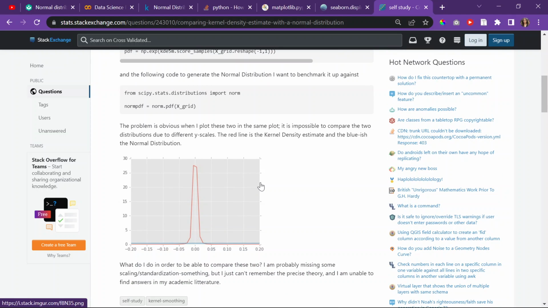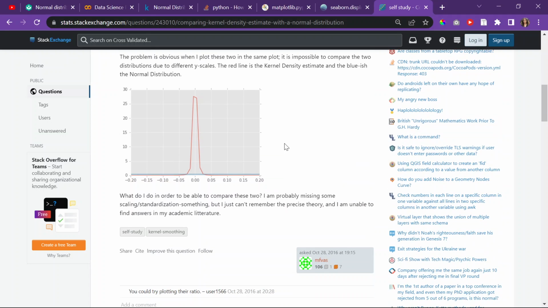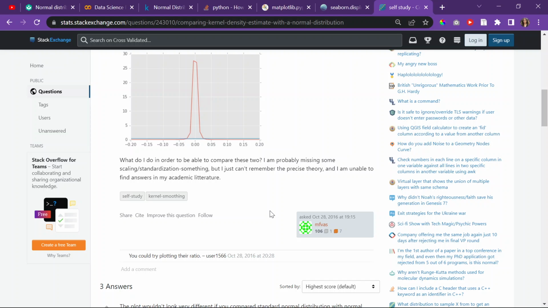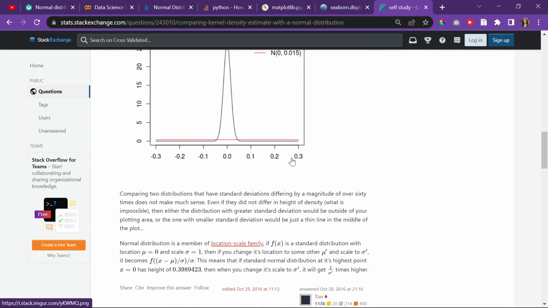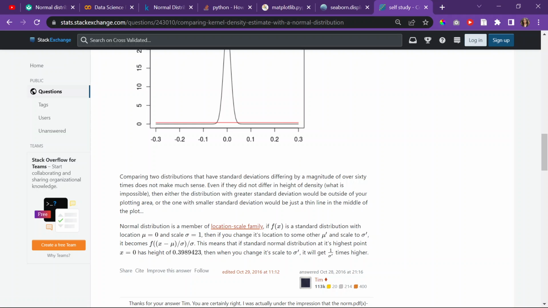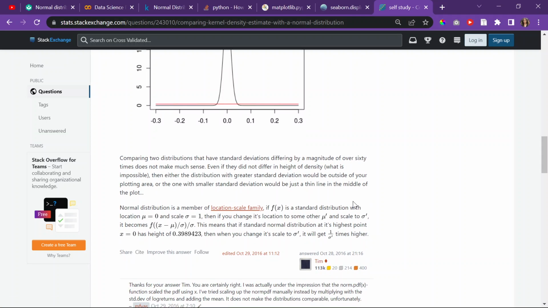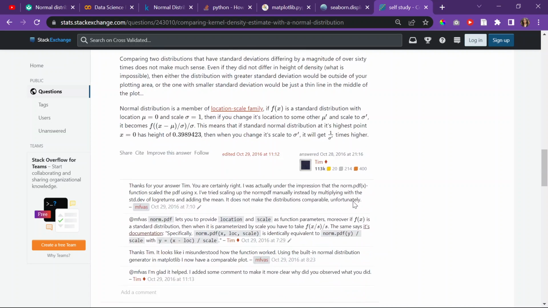When I plot these two in the same plot, it is impossible to compare the two distributions due to different y scales. The red line is the kernel density estimate, but the bluish is a normal distribution. What do I do in order to be able to compare these two? I'm probably missing some scaling standard or something. So are they different? I'm so confused. The plot wouldn't look very different if you compare standard normal distribution with a normal distribution, but that's not what they asked. Wait, is kernel density with standard and normal? Comparing two distributions that have standard deviations differing by a magnitude of over 60 times does not make much sense, even if they do not differ in height of density. Oh my god, what are they saying?